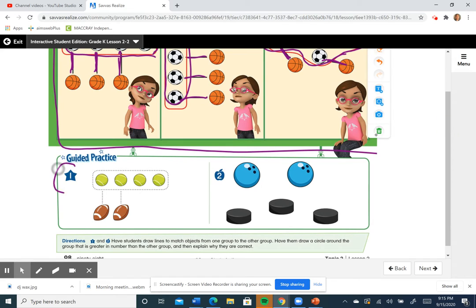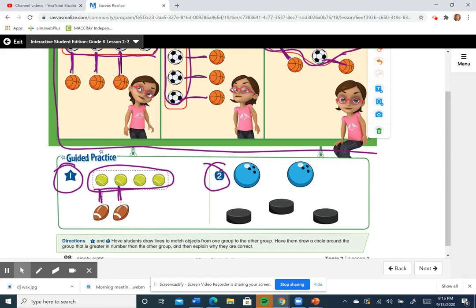So down here on number 1, we kind of have our dotted lines already. They're kind of showing us how to do this one. We have some tennis balls and some footballs. So we are matching up our lines. We're matching up our tennis balls to our footballs. And now we have 2 extra. So this is still greater, right? There's more tennis balls than there are footballs. Perfect. So then we circle the tennis balls.